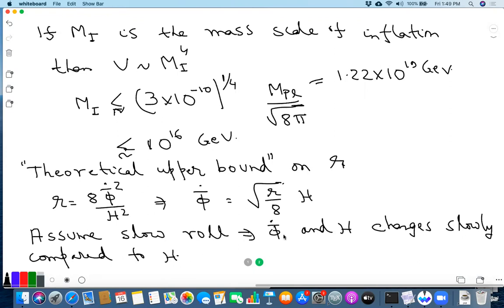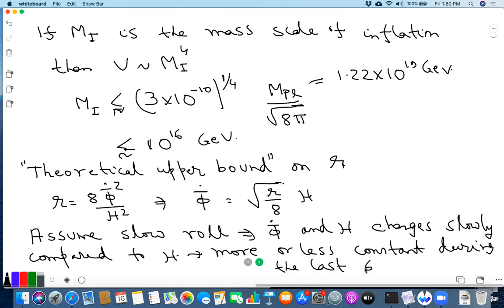And let's suppose that this is slow enough so that it remains more or less constant. Assume that it remains more or less constant during the last 60 folding. Yeah, you have to have at least 60 folding. Like it could be more than 60, but let's suppose that we just look at the last 60 folding.